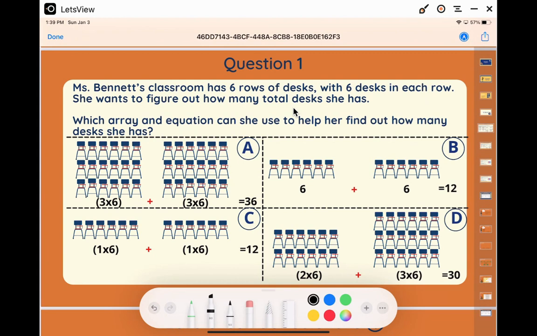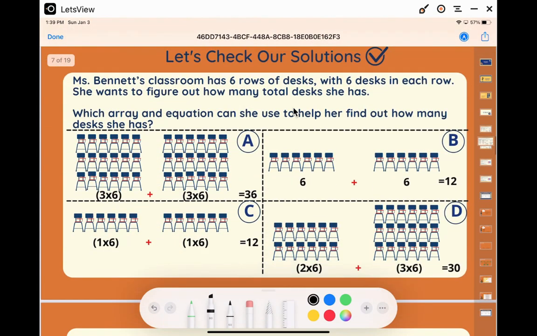The question is going to pop in the Nearpod in just a second, but I want you to take a moment and make sure that you look at the answer choices before it does. All right, let's check our solutions. If you remember from Monday's lesson, when we talked about the distributive property, we talked about taking problems and breaking them into smaller pieces to help us solve.